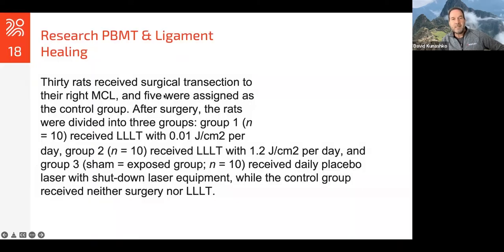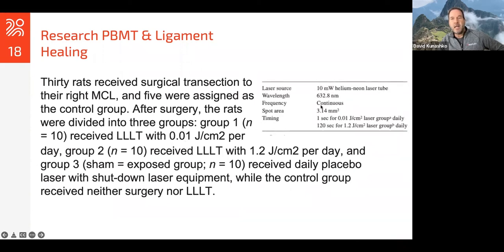So 30 rats. Oh, I think that's a repeat. Sorry about that. Oh, no, here it is. So it is 10 milliwatts of helium neon. That's just red. Helium neon, by the way, was one of the first lasers that they used. It's still used a lot today, but it's actually not a bad wavelength. It's 633 nanometers, so that's red.